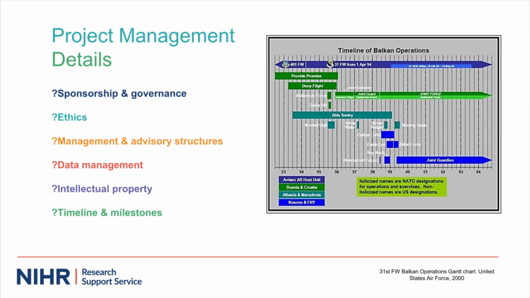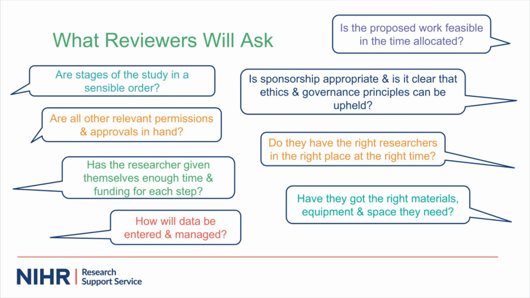Project management, issues such as sponsorship, governance, ethics, management and advisory structures, data management, intellectual property, timeline and milestones. We'll say a lot more about project management tomorrow, but just to give you a reviewer's view broadly on this, the sorts of questions they might ask: is sponsorship appropriate, and is it clear that ethics and governance principles can be upheld? Are all other relevant permissions and approvals in hand? And different sorts of research require different sorts of approvals, clinical trials, or if you're using animals, for example, which NIHR don't fund in their funding schemes, but other funders do.